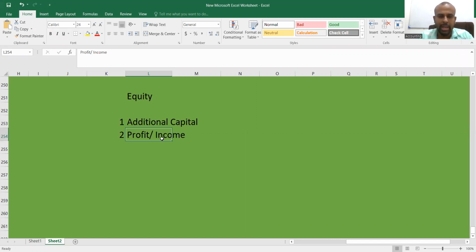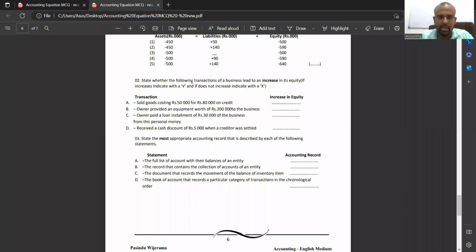Right. And if you take the first one, sold 50,000 worth stocks for 80. Son, when you sell 50,000 worth stocks for 80, your equity balance would increase. Right. Yeah, that is a transaction which increases equity balance. Next, owner provided equipment worth 200,000 to the business. When owner provided equipment 200,000, that you consider as an additional capital, again equity balance increases. Next, owner paid the loan installment 30,000 of the business from his personal money, again that is additional capital.